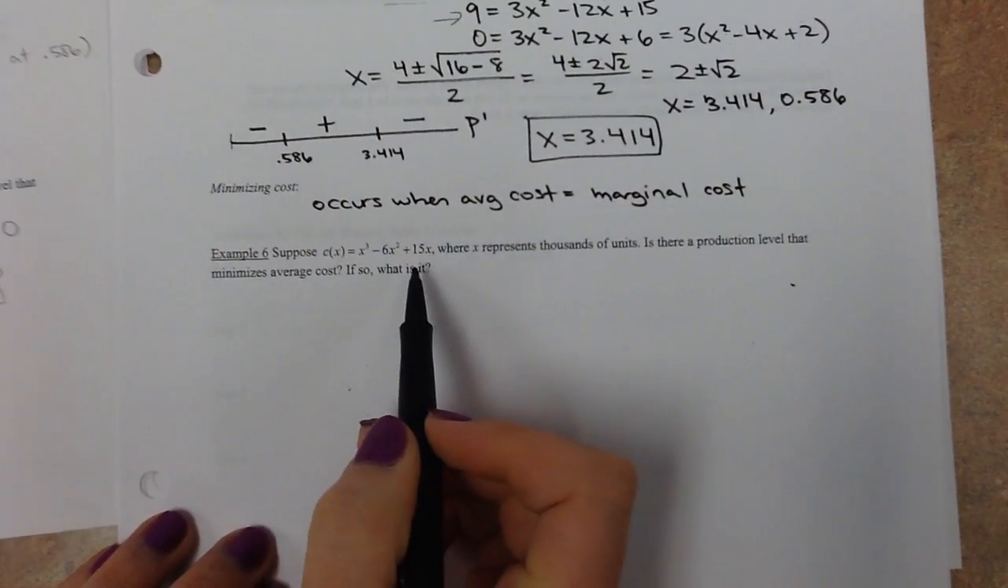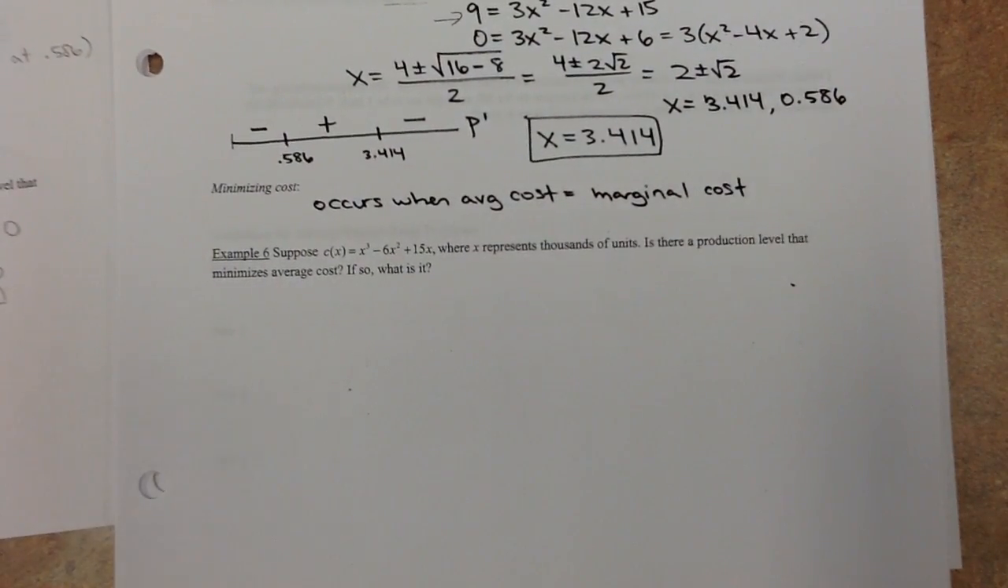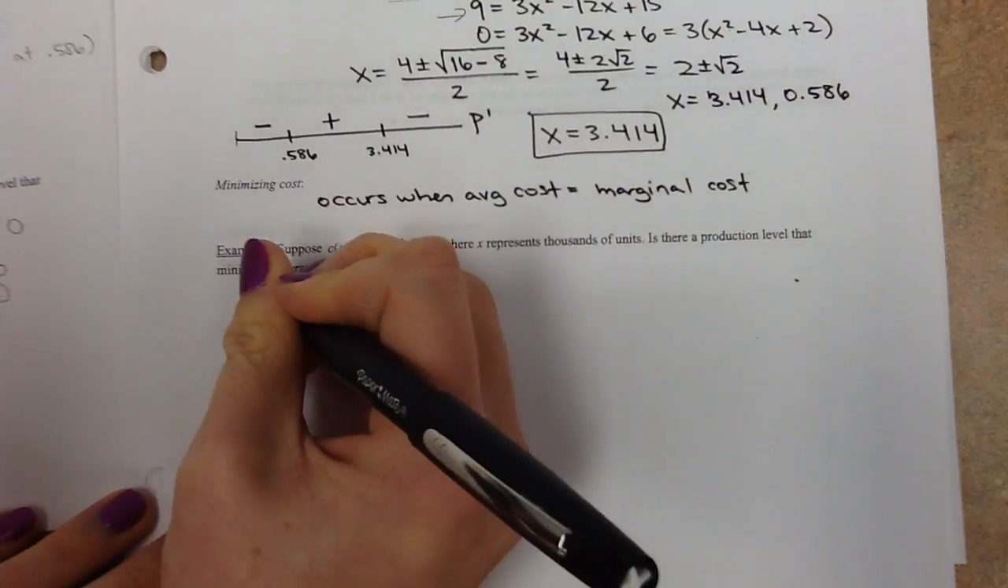So here's our cost right here. Again, x represents thousands of units. Is there a production level that minimizes the average cost? If so, what is it? Okay, so we need to set up something for average cost.